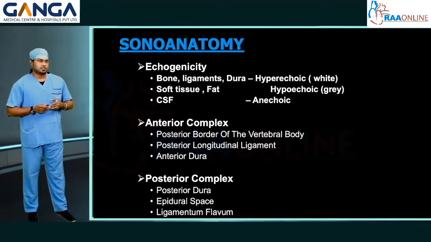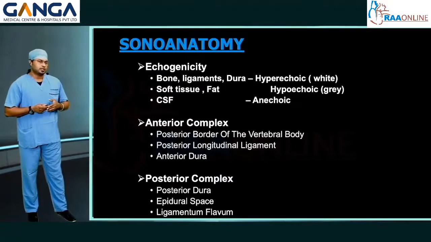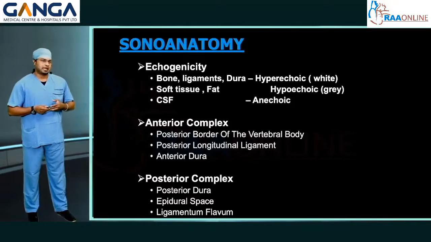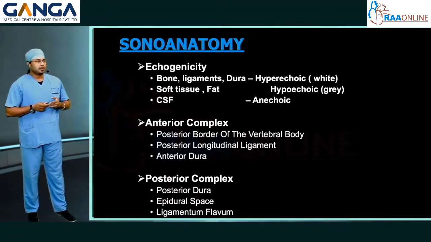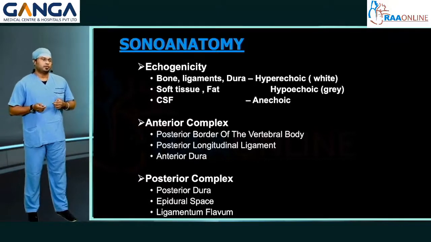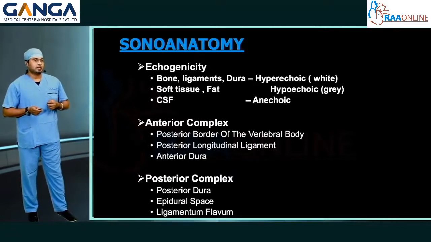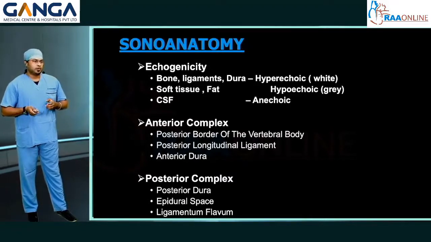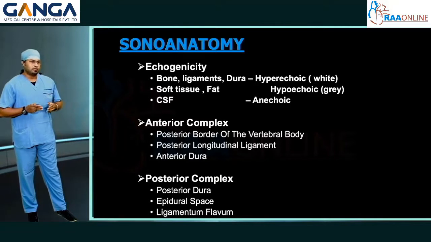There are two other complexes which we need to keep in mind whenever we are doing lumbosacral as well as cervical and thoracic spine sonography. These are the anterior complex and the posterior complex. The anterior complex is formed by the posterior border of the vertebral body, the posterior longitudinal ligament and the anterior dura. The posterior complex is formed by the posterior dura, the epidural space and the ligamentum flavum. Depending upon the epidural space, the distance between the dura and the ligamentum flavum varies. At the cervical level, the space is very small and both these structures remain close together and may even form a single line.